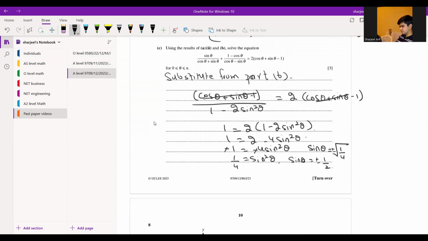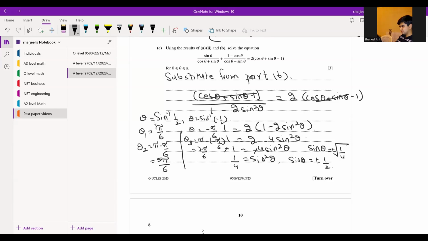We will take the inverse. So theta will be sine inverse 1 by 2, and theta will be equal to sine inverse minus 1 by 2. So the first value will become pi by 6, and the second will be minus pi by 6. To find the second value of theta from the first part, we will deduct the value from pi. So this will become 5 pi by 6. For the second part, similarly, we deduct it from pi. This will be a positive value. So the answer will be 7 pi by 6 for theta 3.